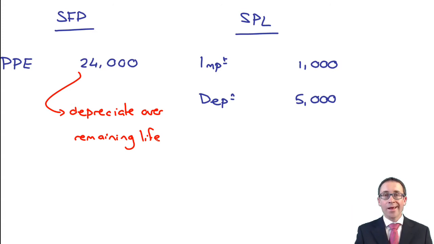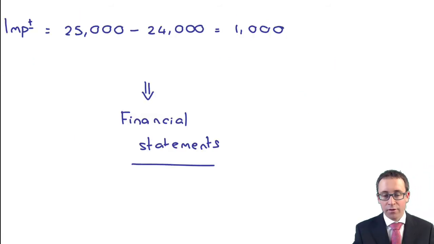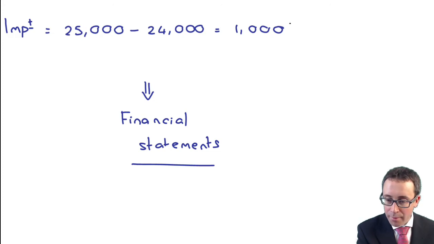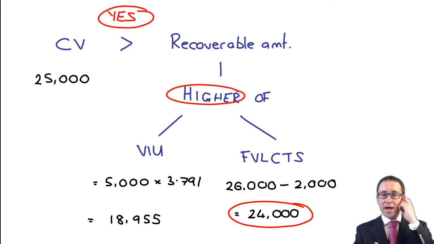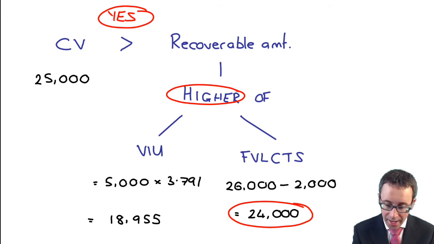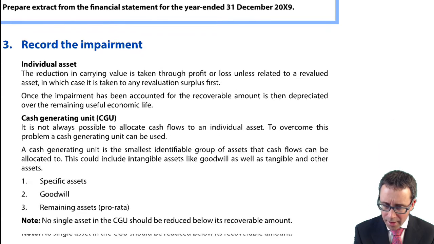Okay, excellent. As I said, I think the examinability of this question is going to focus more on working out that impairment of 1,000. And the way to work it through is to compare the carrying value versus the recoverable amount. The recoverable amount is the higher of the value in use and fair value less cost to sell. Work through that example. I think you'll find some similar style examples in the revision kits as you work through it. Okay, excellent. Moving on, the last little bit is recording the impairment.